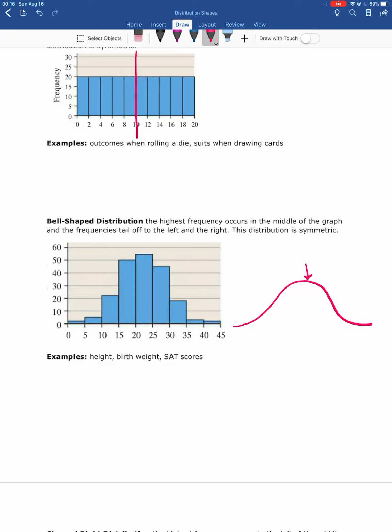This is the highest point and it's in the middle, and then it tails off on the left and the right-hand sides. This is the most common distribution that we see in the natural world. It's also known as the normal distribution, and it's going to become your BFF. And you don't believe me yet, but you will. Some examples of things that are bell-shaped are heights, birth weights, and SAT scores. There's so many other things that I couldn't possibly list them all, but these are three of the main ones. So this is our bell-shaped distribution.